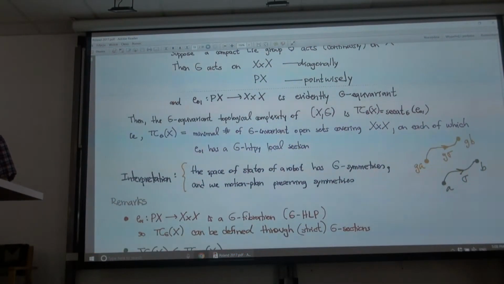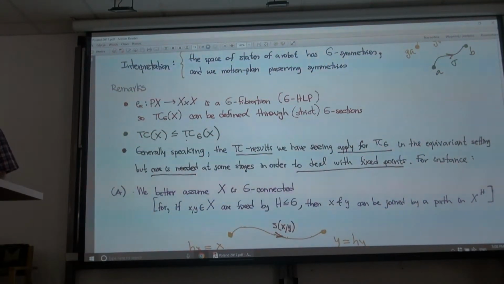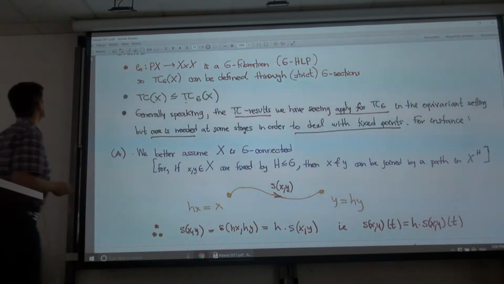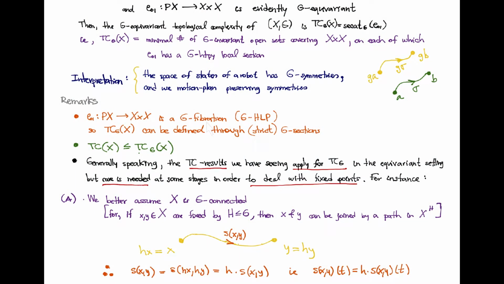The interpretation is the one which I already mentioned. And you have standard properties like this is a G fibration, and the proof is essentially the same as in the non-equivariant case. So this invariant can be defined through strict G sections, not up to G homotopy. And notice also that this is a sharper, more elaborate invariant because you are imposing more conditions. The section should have more equipment, so you have a larger number, which sees more of the structure.